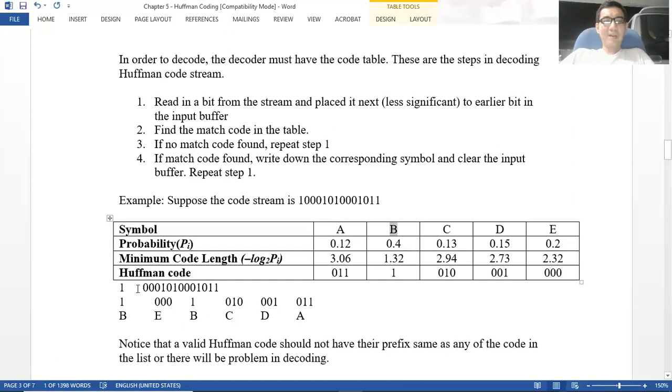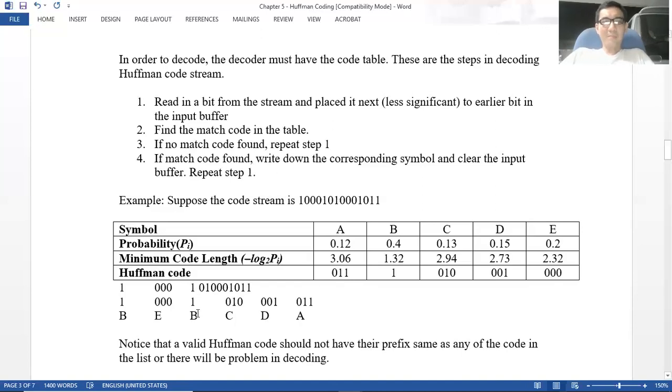Now we empty out the buffer and take another bit in, which is 0. Any code 0? No. So we take the second bit in, and now we have 0, 0 in our buffer. Any code 0, 0? No. So we take the third one in. We have 0, 0, 0. Yes, 0, 0, 0 represents symbol E. Done. We clear the buffer and then start with the next bit.